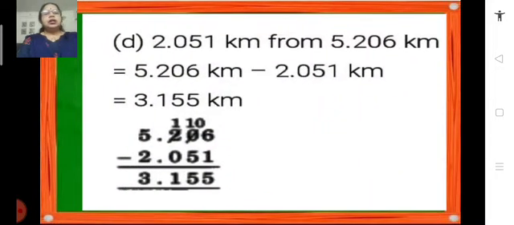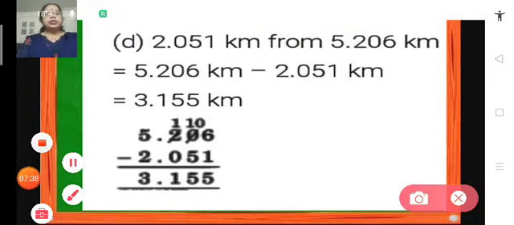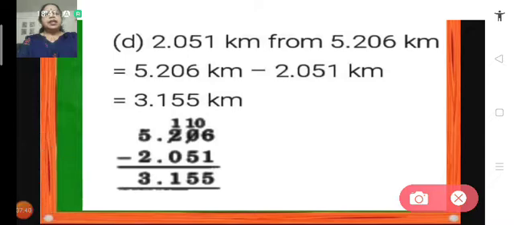Next, D, 2.051 kilometers from 5.206 kilometers. So, we write it like this: 5.206 kilometers minus 2.051 kilometers. We place them like this according to their place values.